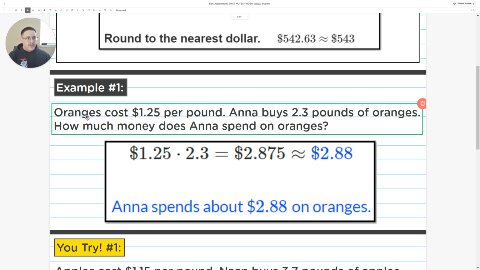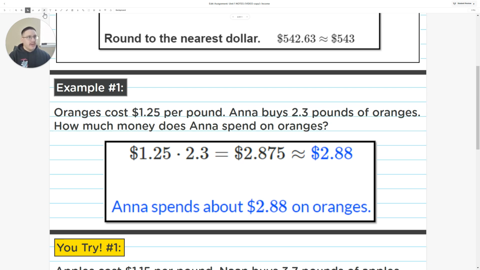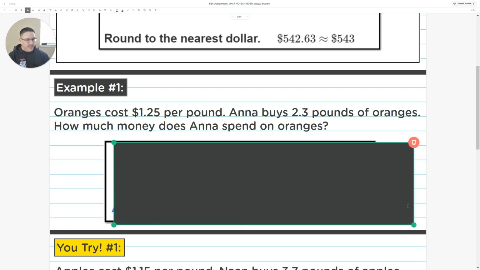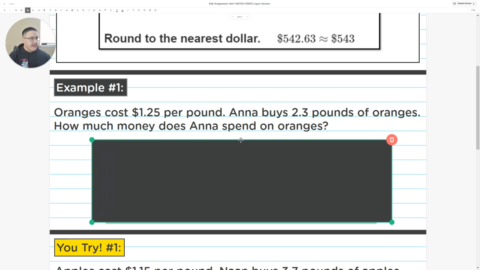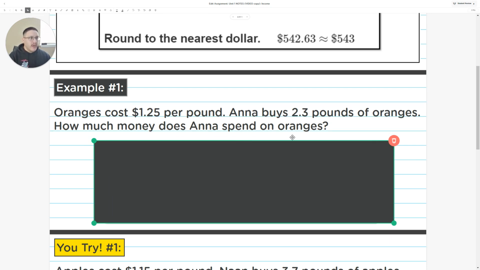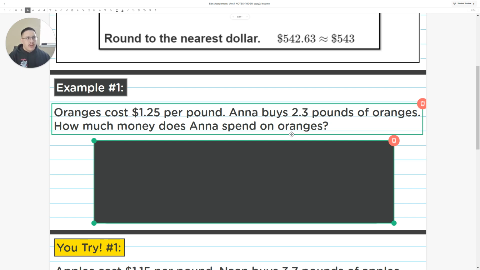So let's say in this example, we have oranges that cost $1.25 per pound. Anna buys 2.3 pounds of oranges. Let me cover this and pretend y'all didn't see that, by the way, and then reveal it as we go. So Anna buys 2.3 pounds of oranges. How much money does Anna spend on oranges? So what do we do with this problem?